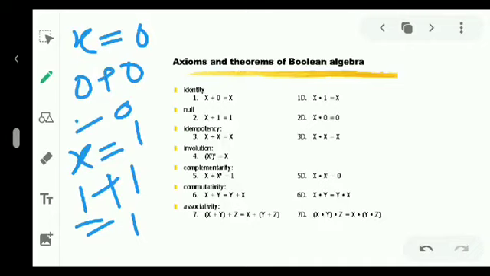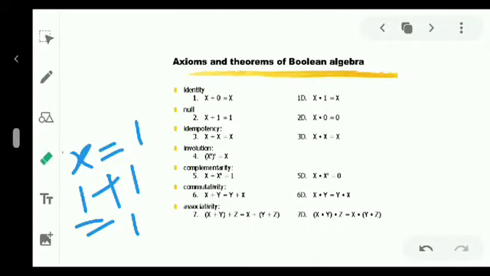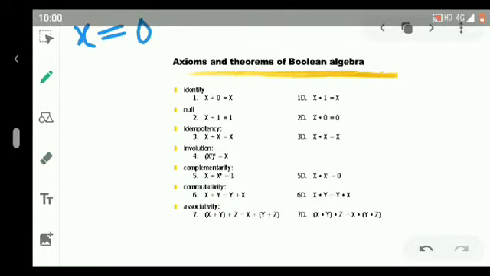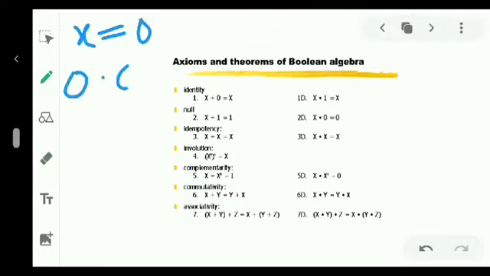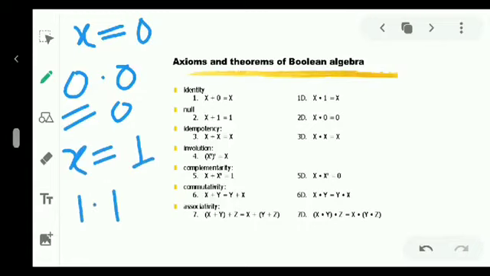Now check the next one. X into x, in normal algebra we are getting x square. But here we are getting only the x value. How? We will check that one also. So x value I am taking 0. 0 into 0, it is 0. Now I am taking x value as 1. I found these results. 1 into 1 is equals to 1. This idempotency rule is also explained.